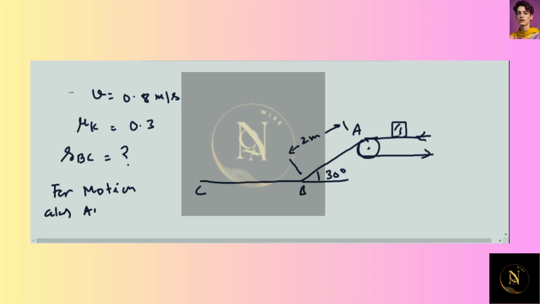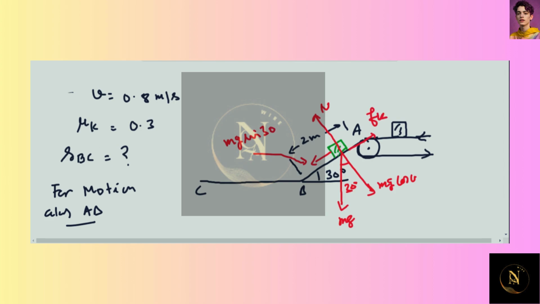So for motion along AB, the weight mg will act in this direction. Normal reaction here, component mg cos 30, mg sin of 30 and friction here.